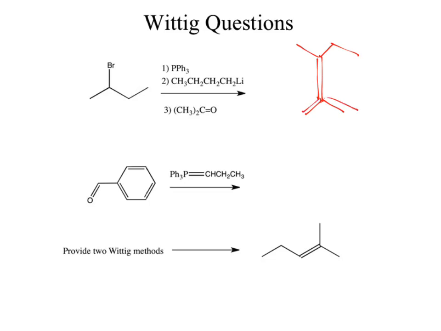1, 2, 3, 4, 5. Between position 2 and 3, I have my double bond. I have a methyl there, and I have a methyl there. Just to make it look easier so that you can then see your answer on the exam.